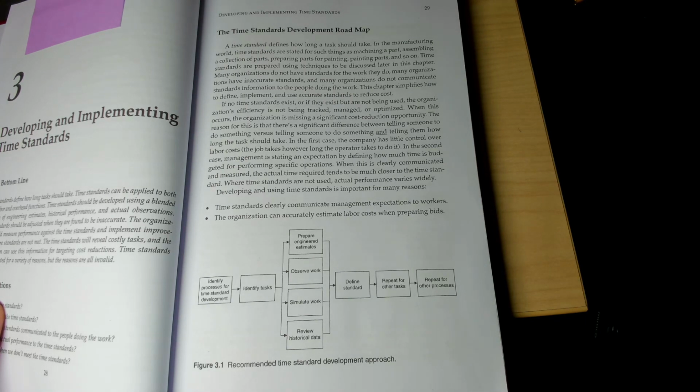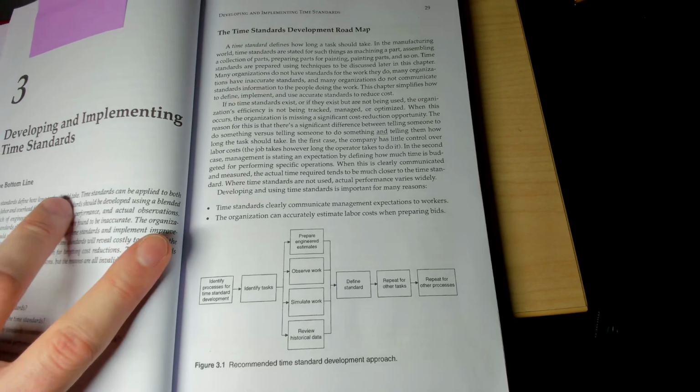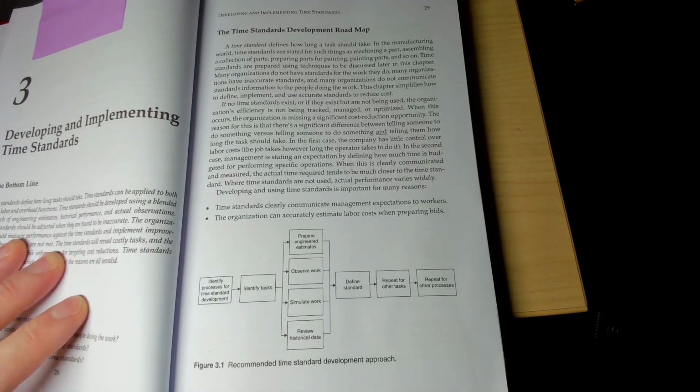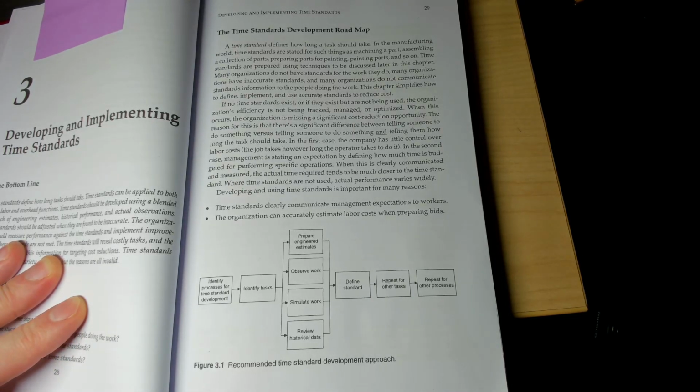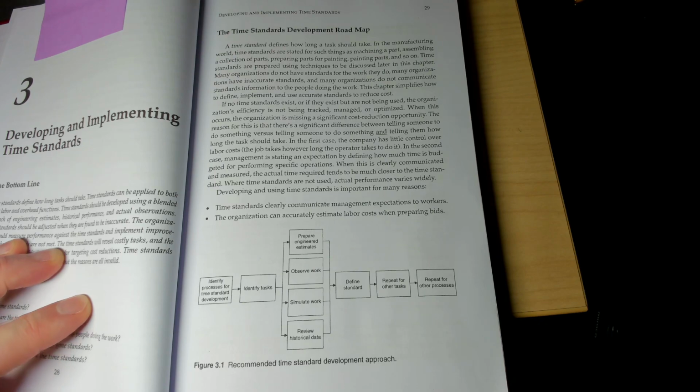The reason for this is that there is a significant difference between telling someone to do something versus telling someone to do something and telling them how long the task should take. In the first case, the company has little control over labor costs. The job takes however long the operator takes to do it. In the second case, management is stating an expectation by defining how much time is budgeted for performing specific operations. When this is clearly communicated and measured, the actual time required tends to be much closer to the time standard. Where time standards are not used, actual performance varies widely.